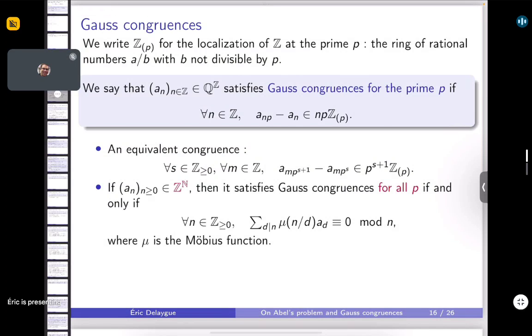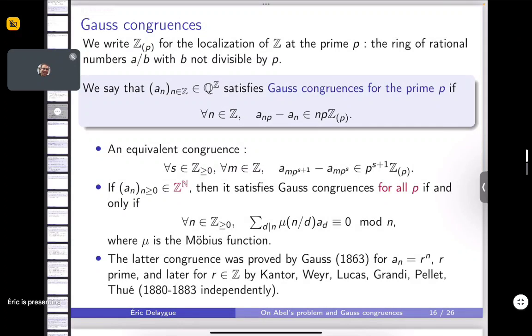Okay, so if you take a sequence with integer coefficients, not just rational, but integer, then you have an equivalence: it satisfies Gauss congruences for every prime p if and only if, for every non-negative integer n, you have such congruences. The sum over d which divides n, with the Möbius function there, okay? And this is congruent to 0 modulo n, and n is not just a prime, it has to work for every non-negative integer, okay?